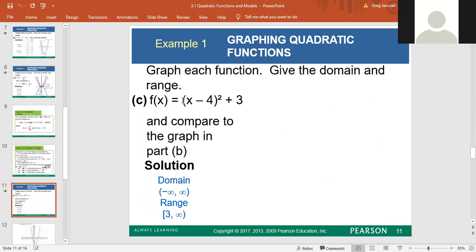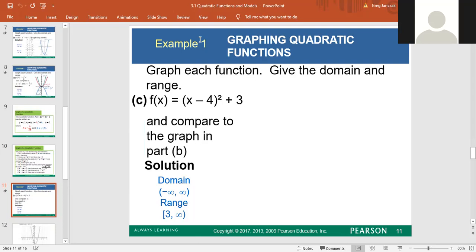Okay, so basically we want to look at this graph here. Given the domain, we want to graph the function, and give the domain and range. So we're given f of x equals (x minus 4) squared plus 3. Okay, so we want to graph and give domain and range. Let's see what this looks like.